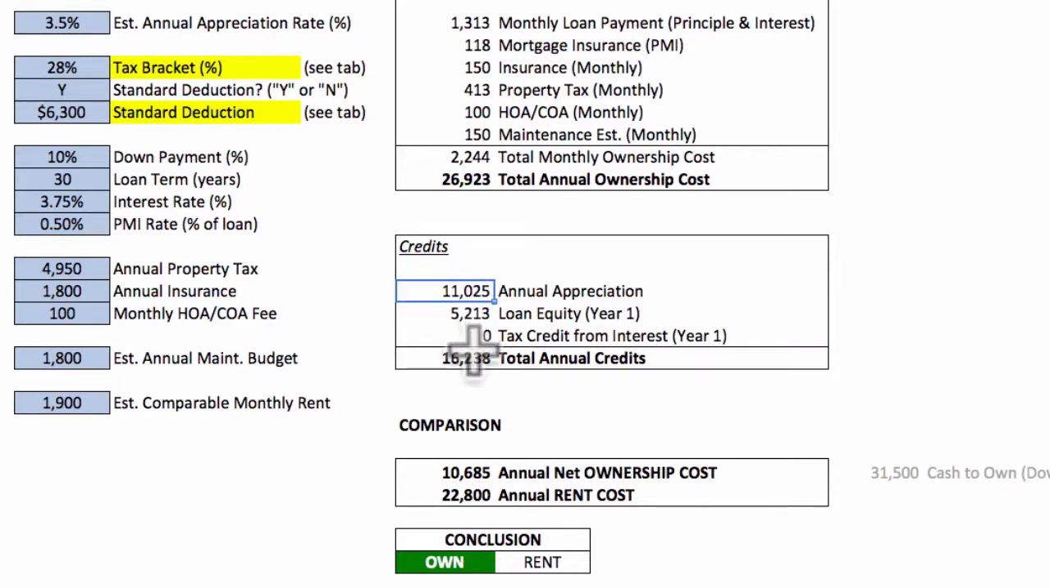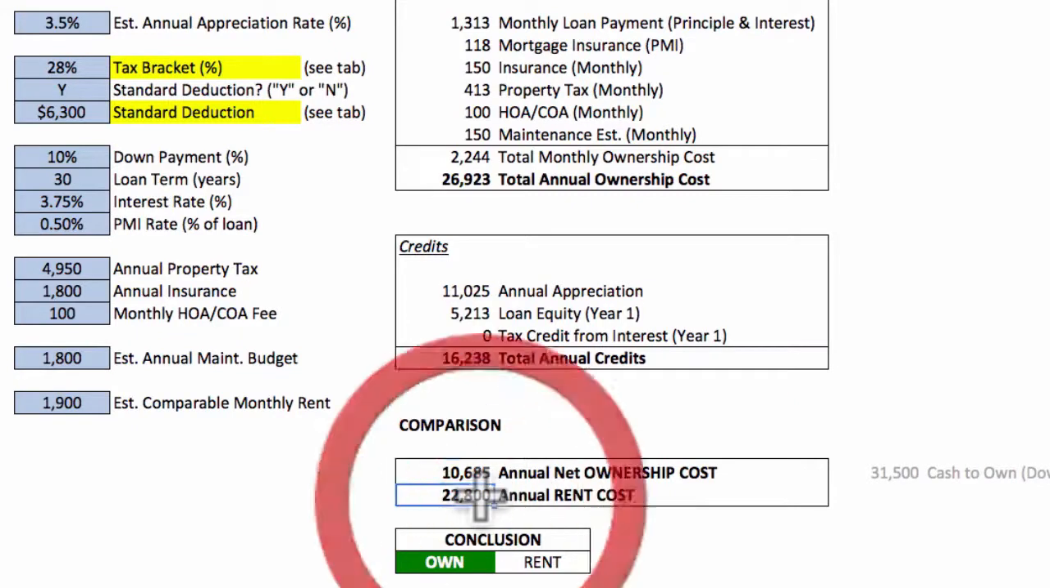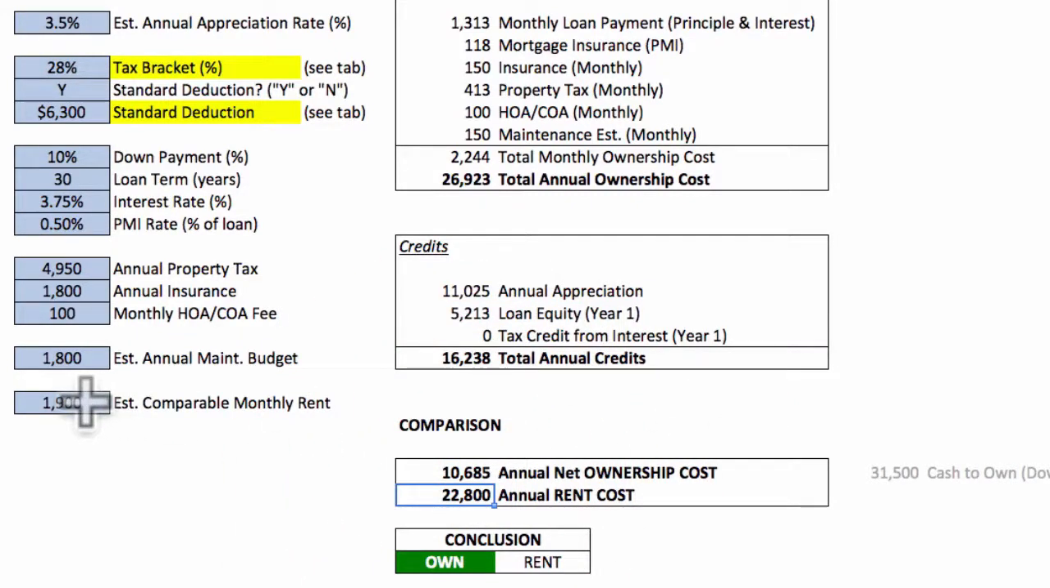So if we paid down our mortgage $5,200 and we had $11,000 in growth on the house, the value of the property, then we have a credit of $16,000 that we can apply against our total cost of ownership. So the end result here is that the annual net ownership costs, that's our carry costs on a monthly basis minus the benefit of appreciation minus the benefit of us paying down the loan, is $10,600 net cost of ownership, and the cost to rent that property, which is $1,900 a month times 12 months, is just under $23,000. So in this particular case, based on these assumptions and inputs, it makes more sense to own the house than it does to rent it.